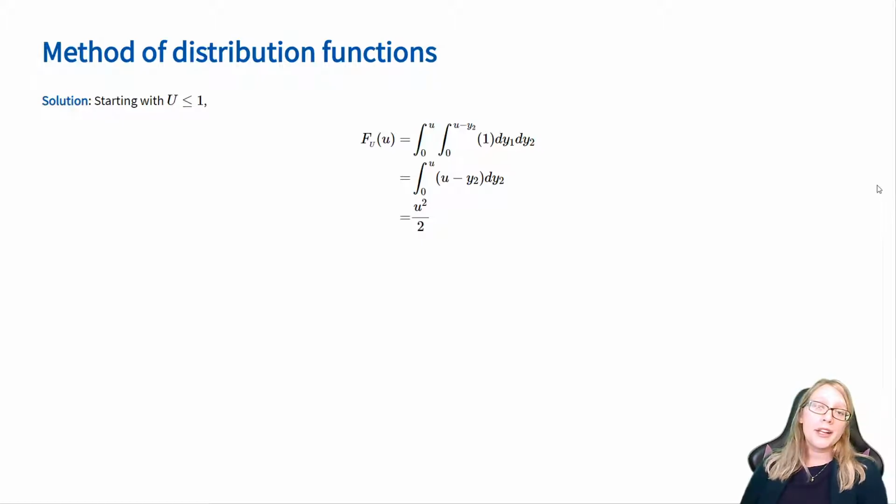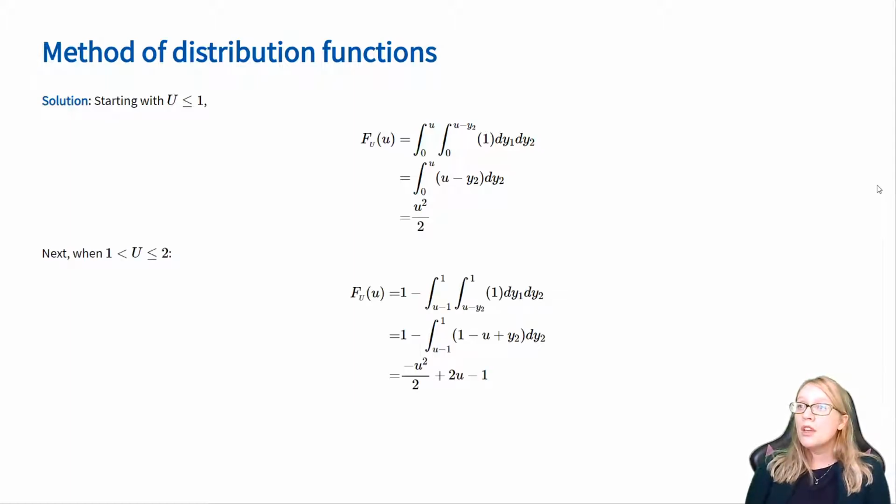Let's start with the simpler case. Let's start with u less than or equal to 1. So in that region, our bounds look like this. y1 is going to range from 0 to u minus y2 because we're just rewriting that, solving for y1. We've integrated out y1 in the second integral, so y2 now goes from 0 to u. Solving that through, we get a CDF of u squared over 2.